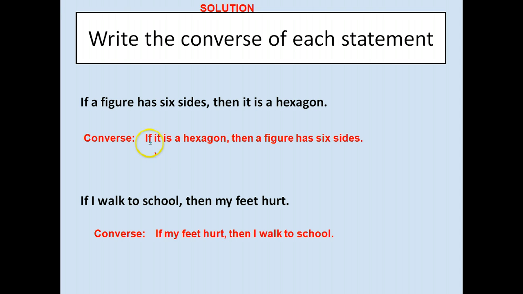So the converse of the first statement would be, if it is a hexagon, then a figure has 6 sides. It switched the if and the then. And for the next one, the converse would be, if my feet hurt, then I walk to school. So the feet hurting comes to the front, the walking to school goes to the end. That is the converse. Again, it switches the if and the then.